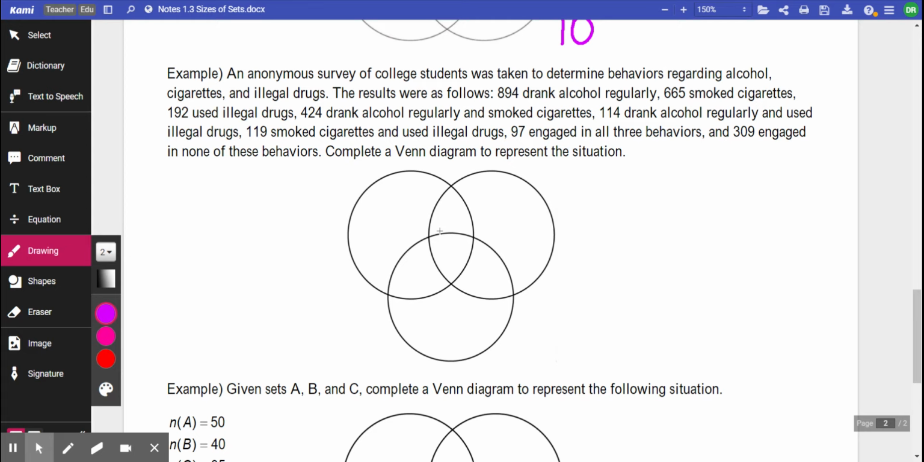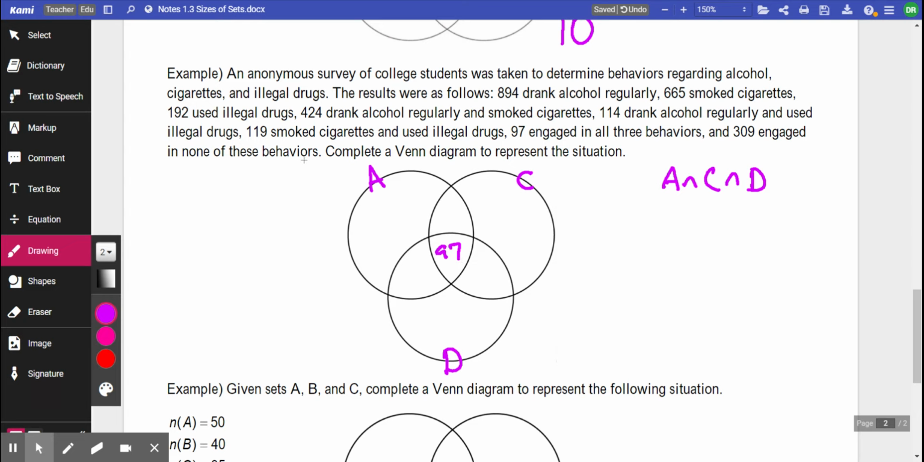So this right here is going to be the overlap of students that said that they partook in drinking alcohol, smoking cigarettes, and using illegal drugs. So this would be the overlap. Writing that out, that would be A and C and D. All right, the intersection of all 3. So 97 engaged in all 3 behaviors. So I'm going to put a 97 right here.